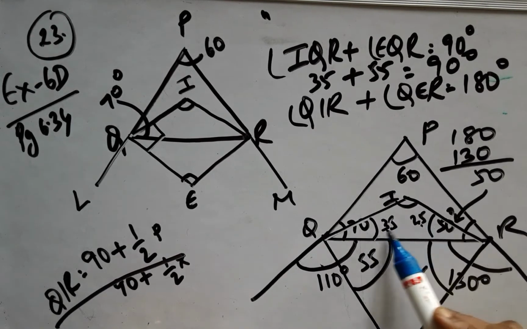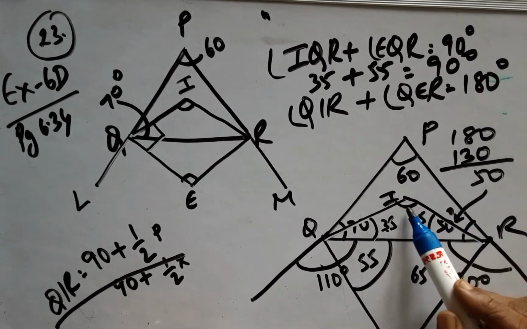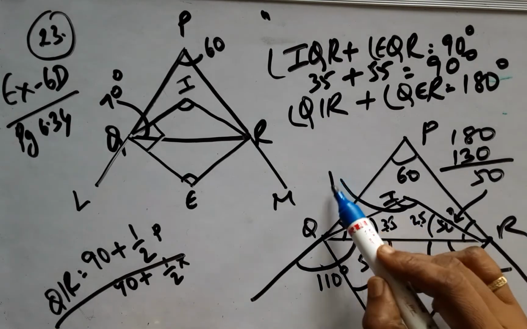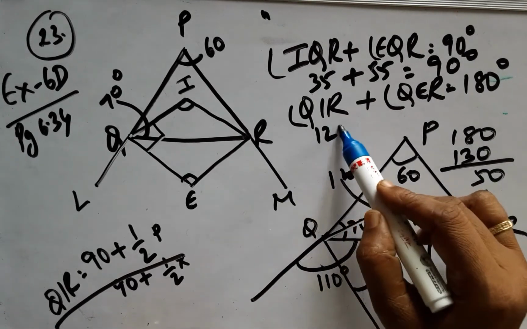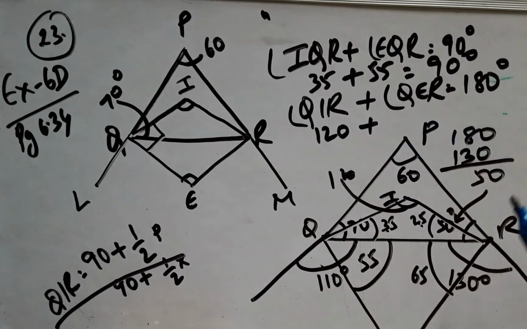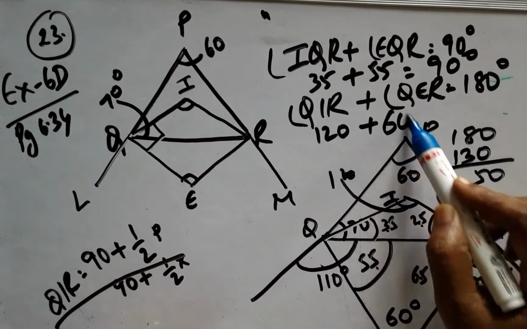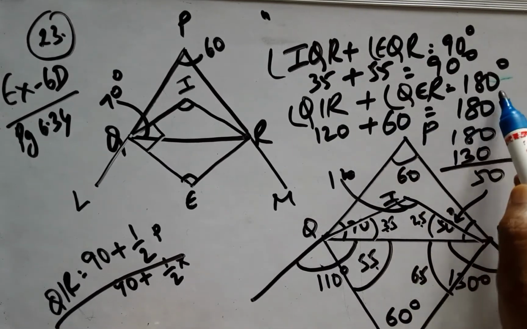These two sum up to 60 degrees. Therefore, this is my 120. So QIR is 120 and QER, now 55 plus 65 comes to 120. Therefore, this is 60 degrees, and my 60 will add up here to give 180.